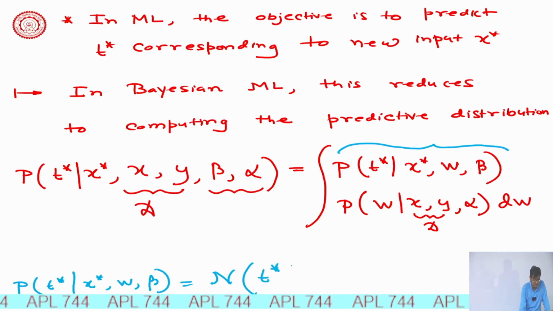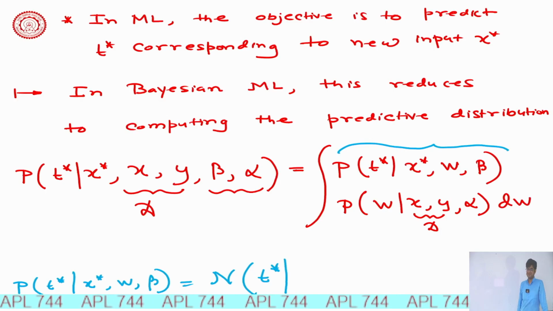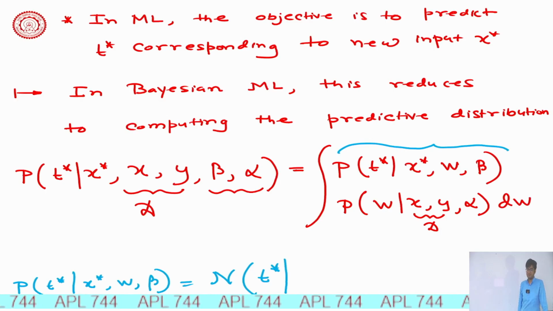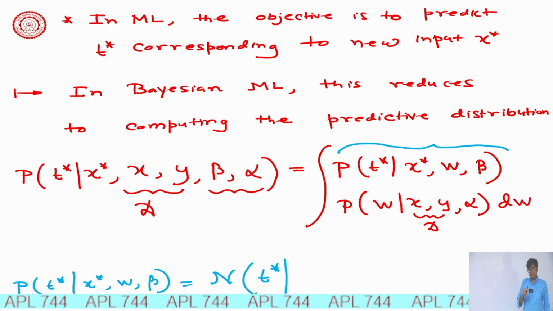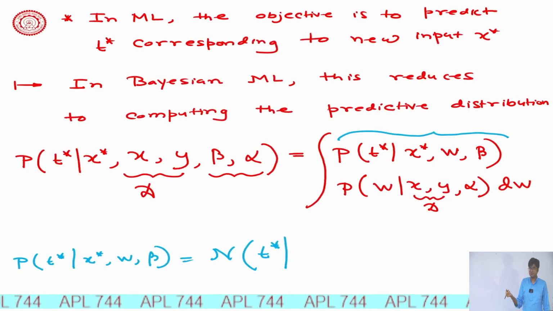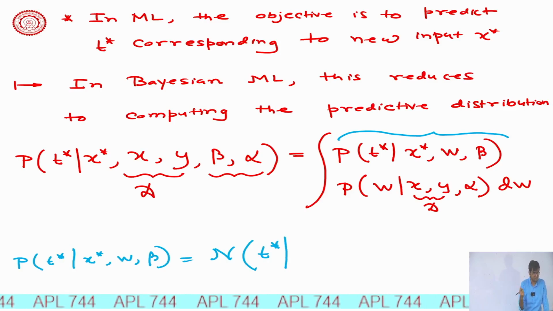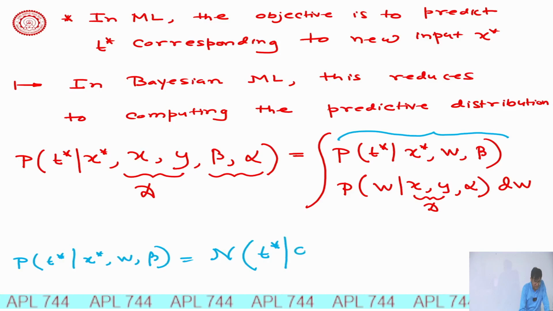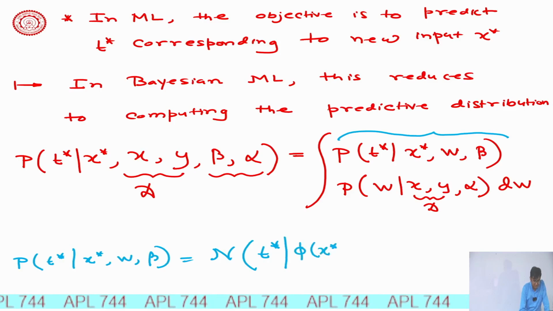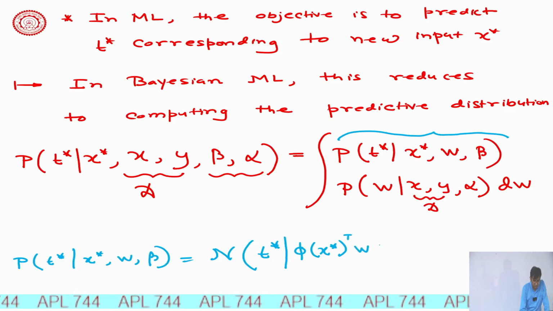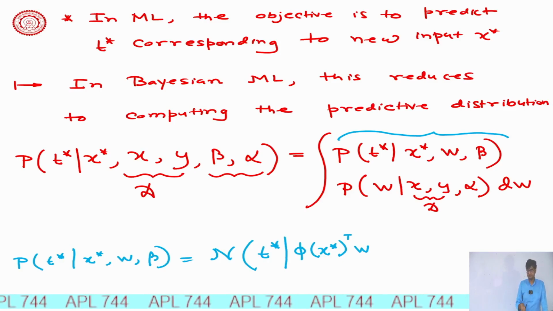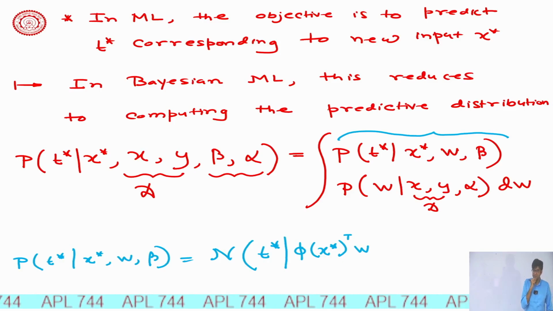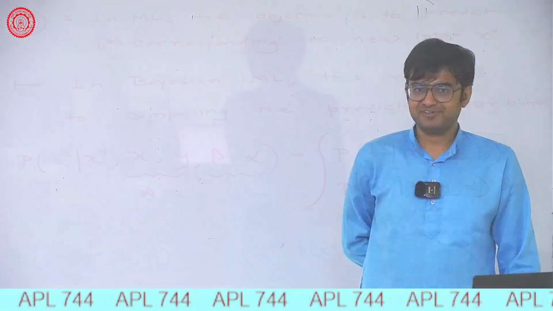So Gaussian of T star given, what is the mean? W transpose phi of X star. But I will write it in the opposite form, phi of X star transpose W. A transpose B is equal to B transpose A, right? It's the dot product rule. So I will write it as phi X star transpose W. What is the variance of this? What is the other parameter? Beta inverse, right? Beta inverse.